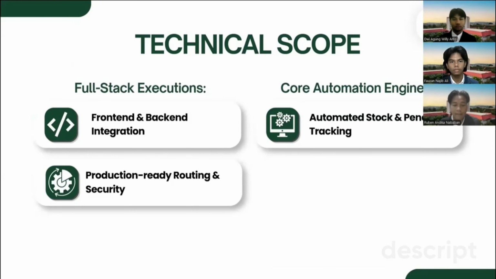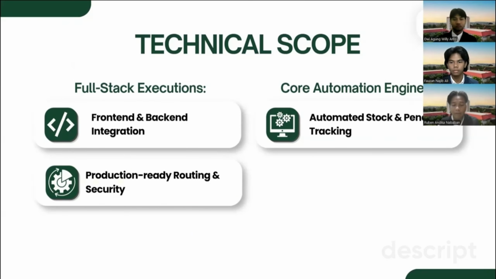Next, technical scope. For the technical scope of this project, we focus on three main areas. First is front-end and back-end integration, where we connect our user interface with the back-end logic completely. Second is production-ready routing and security. This means we have implemented secure middleware and session control to protect user data. And lastly, automate stock and penalty tracking. This involves back-end automation to handle the dynamic inventory and calculate time-based late penalties automatically.